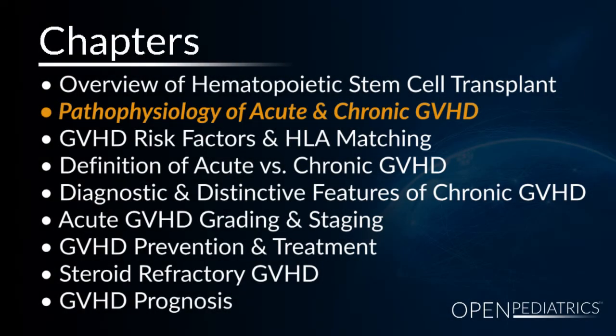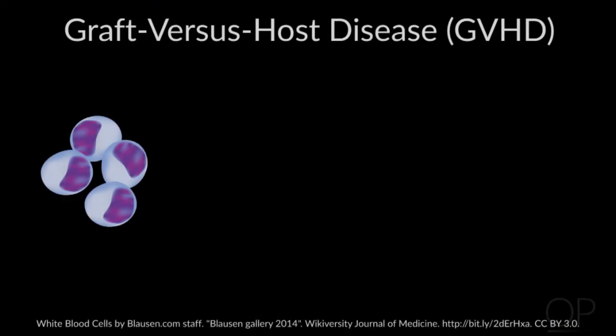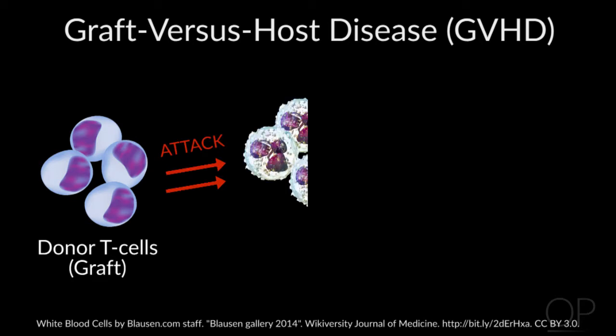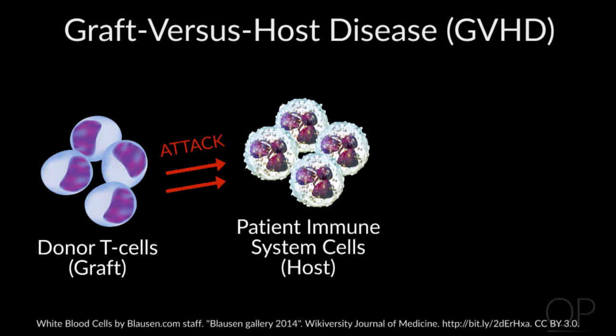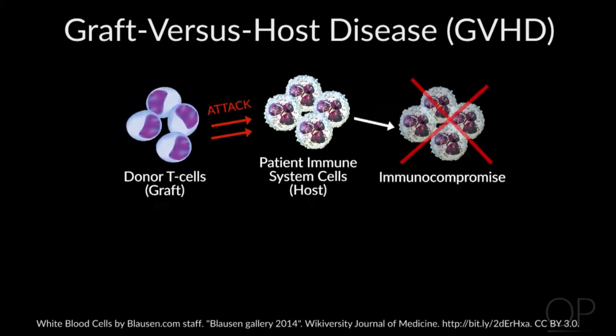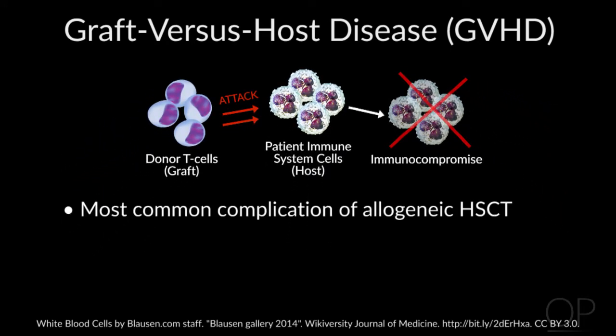Pathophysiology of acute and chronic GVHD. And so this all leads into graft versus host disease. What graft versus host disease is, is an immune reaction caused by the donor's T cells' lack of recognition of the recipient's HLA antigens. So the T cells of the donor see the tissue of the patient as foreign and cause an immune reaction. This is the most common complication of allogeneic stem cell transplant.